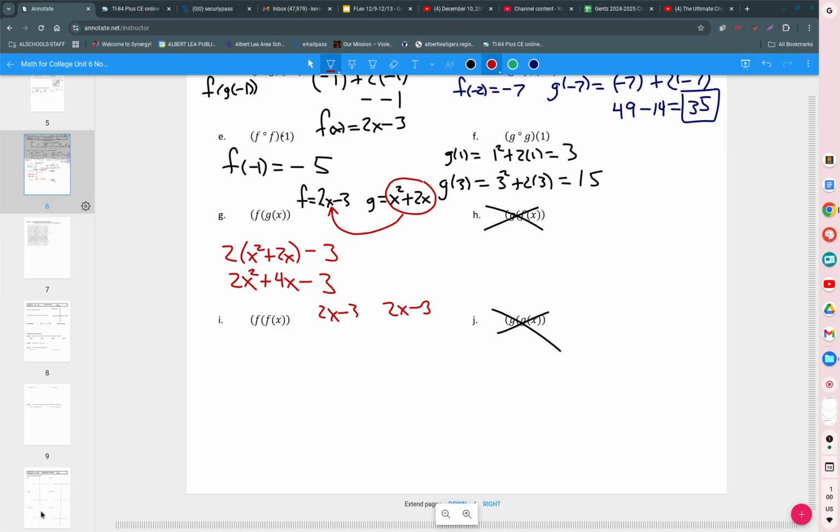Letter I, I want you to try that one on your own. It's very similar to what we just did. You're going to do f of f of x.